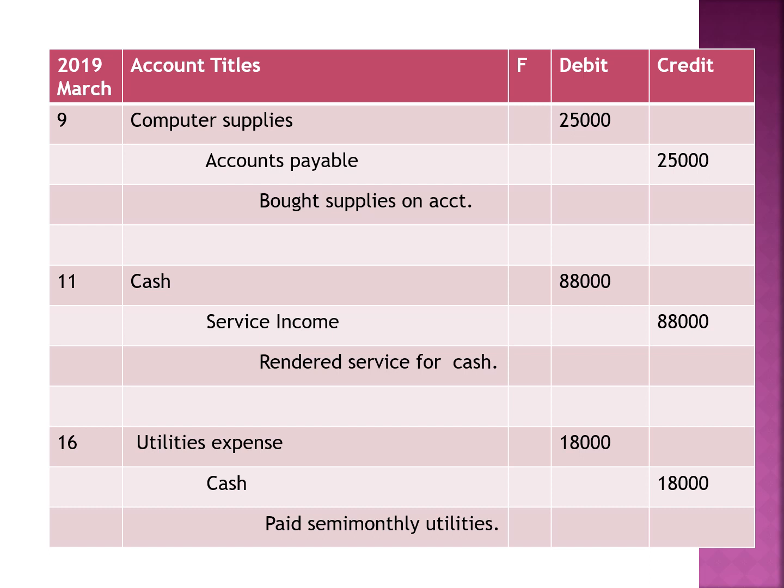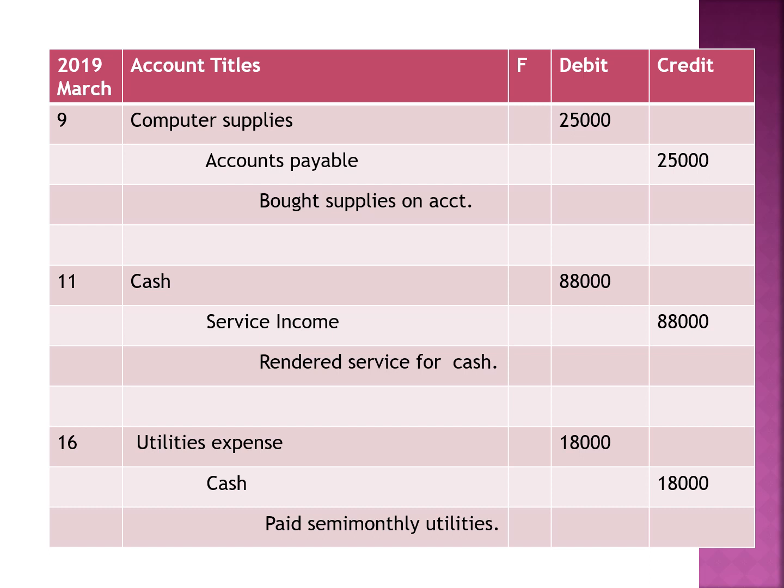So March 9, computer supplies, credit accounts payable. The brief transaction explanation, bought supplies on account. Debit amount 25,000, credit amount 25,000. On March 11, our entry was debit cash and credit service income 88,000. So we placed on the debit amount 88,000 and credit amount 88,000. Our brief explanation, rendered service for cash. On March 16, our entry analyzed was utilities expense, debit 18,000, cash 18,000 credit, then explanation, paid semi-monthly utilities.